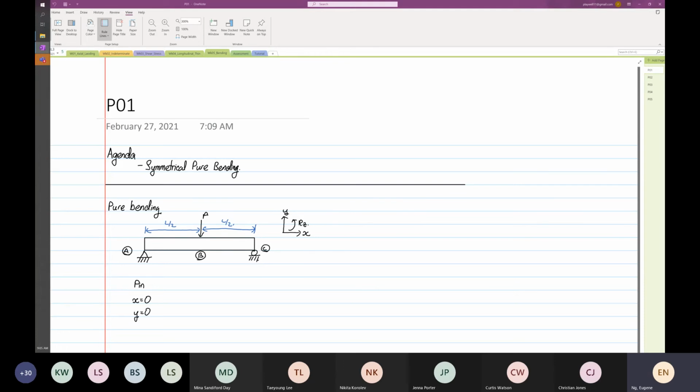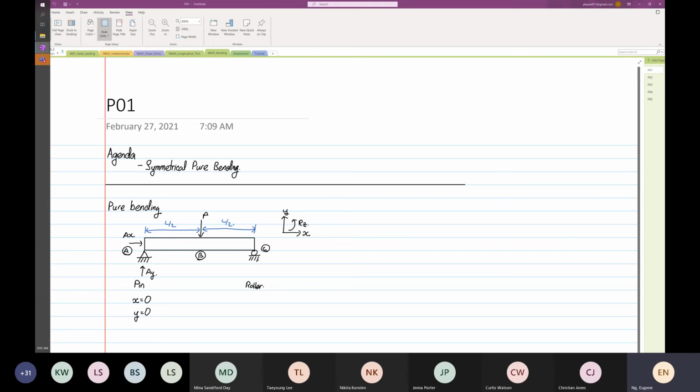Whenever we restrict motion, there will be a reaction. I repeat again, whenever we restrict motion, there will be a reaction. So at point A, you have a reaction which is AY, and then you have a reaction over here which is AX.